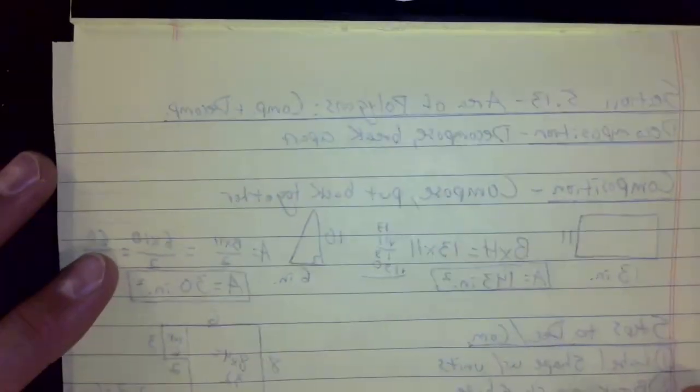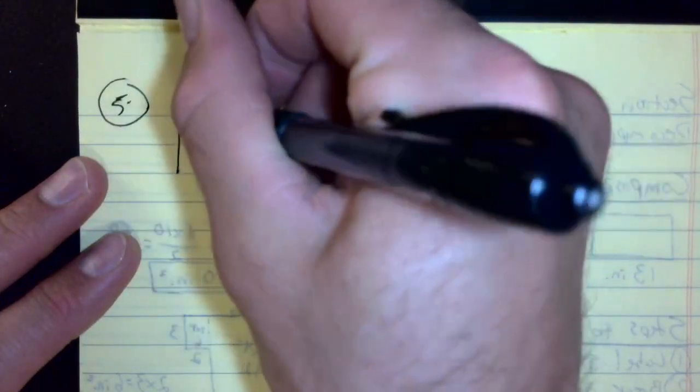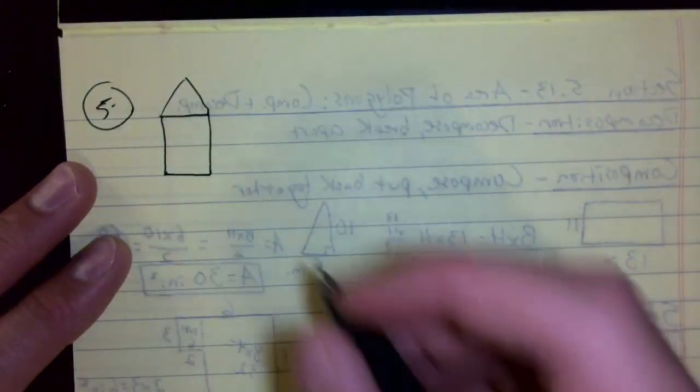Number 5 is on here. Number 5 looks like a house. It's a triangle and a tall rectangle. All right. So we know that this height right here is 10. And this is 12, and this is 10. All right, that's number 5.